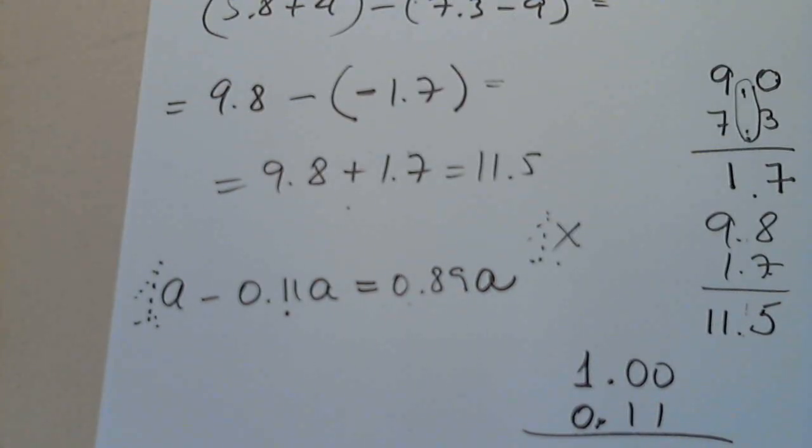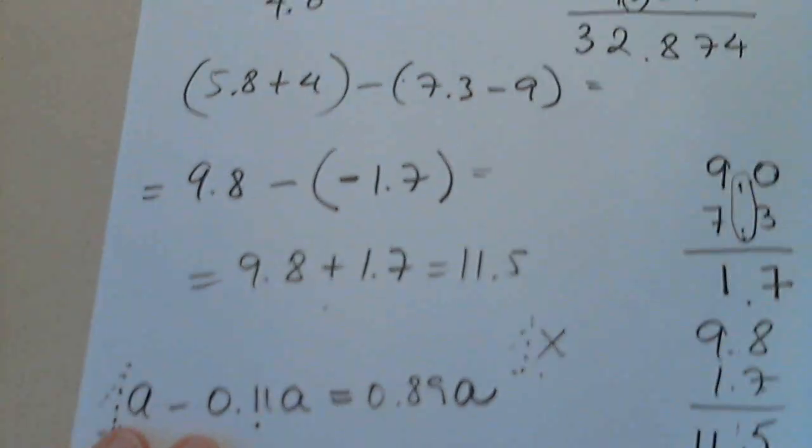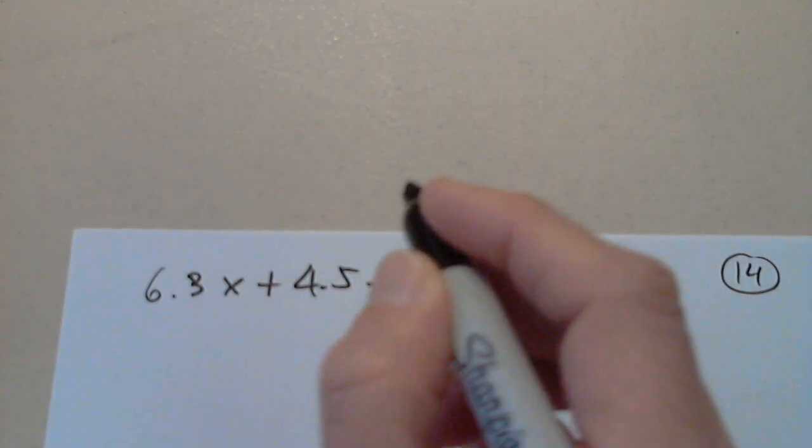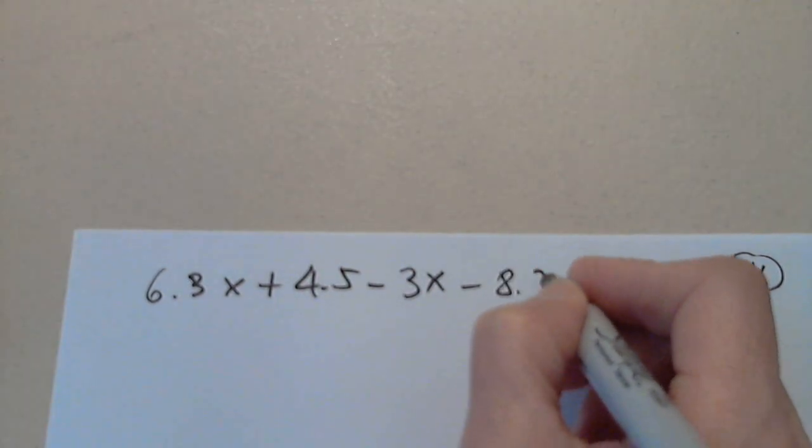Okay, simplify the expression by combining like terms. Let me know if you want to work on something like this. And solve the equation. So, I think we have time for solving an equation and simplifying like terms. We did 29. Yes, very good. Let's work on 29. In 29 we have 6.3x plus 4.5 minus 3x minus 8.7.